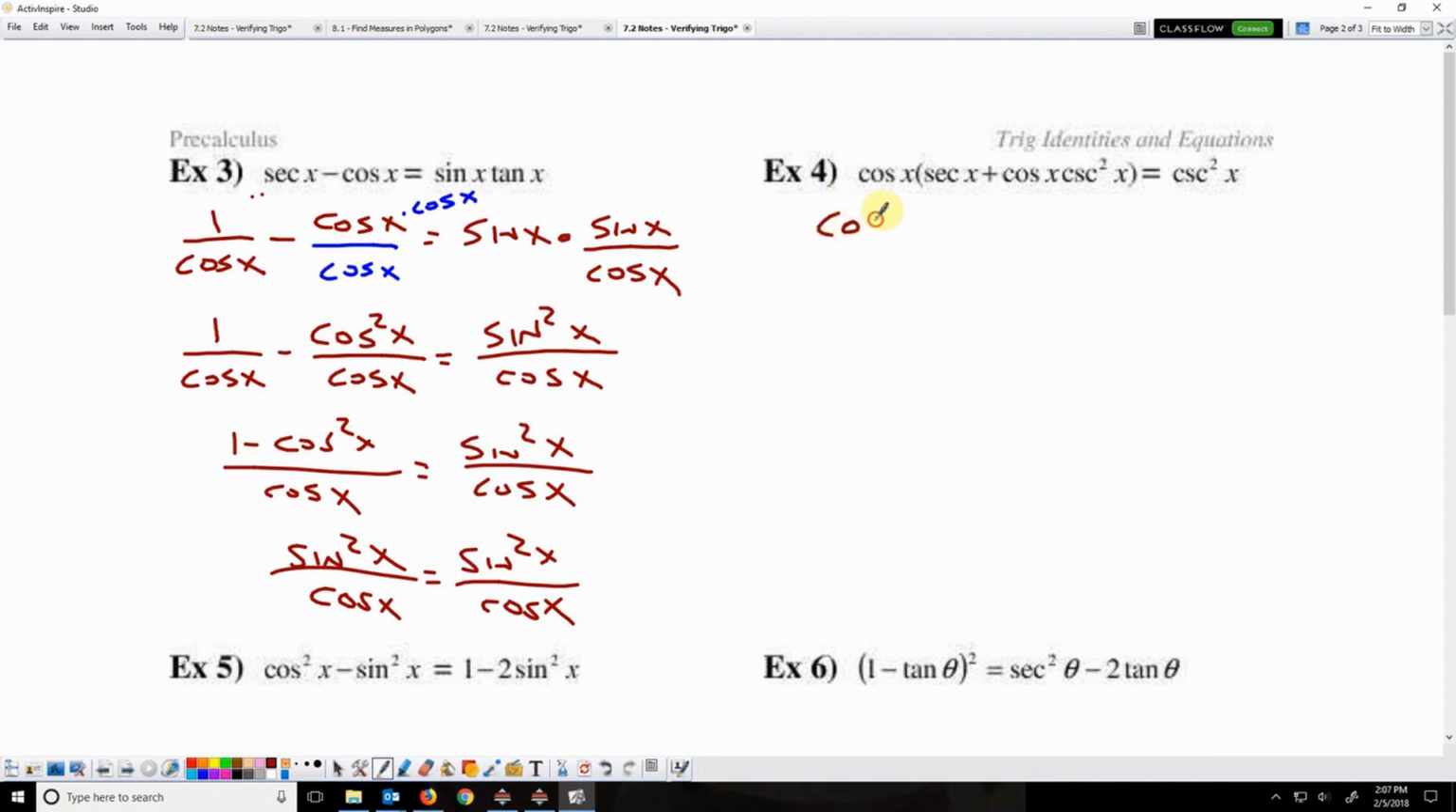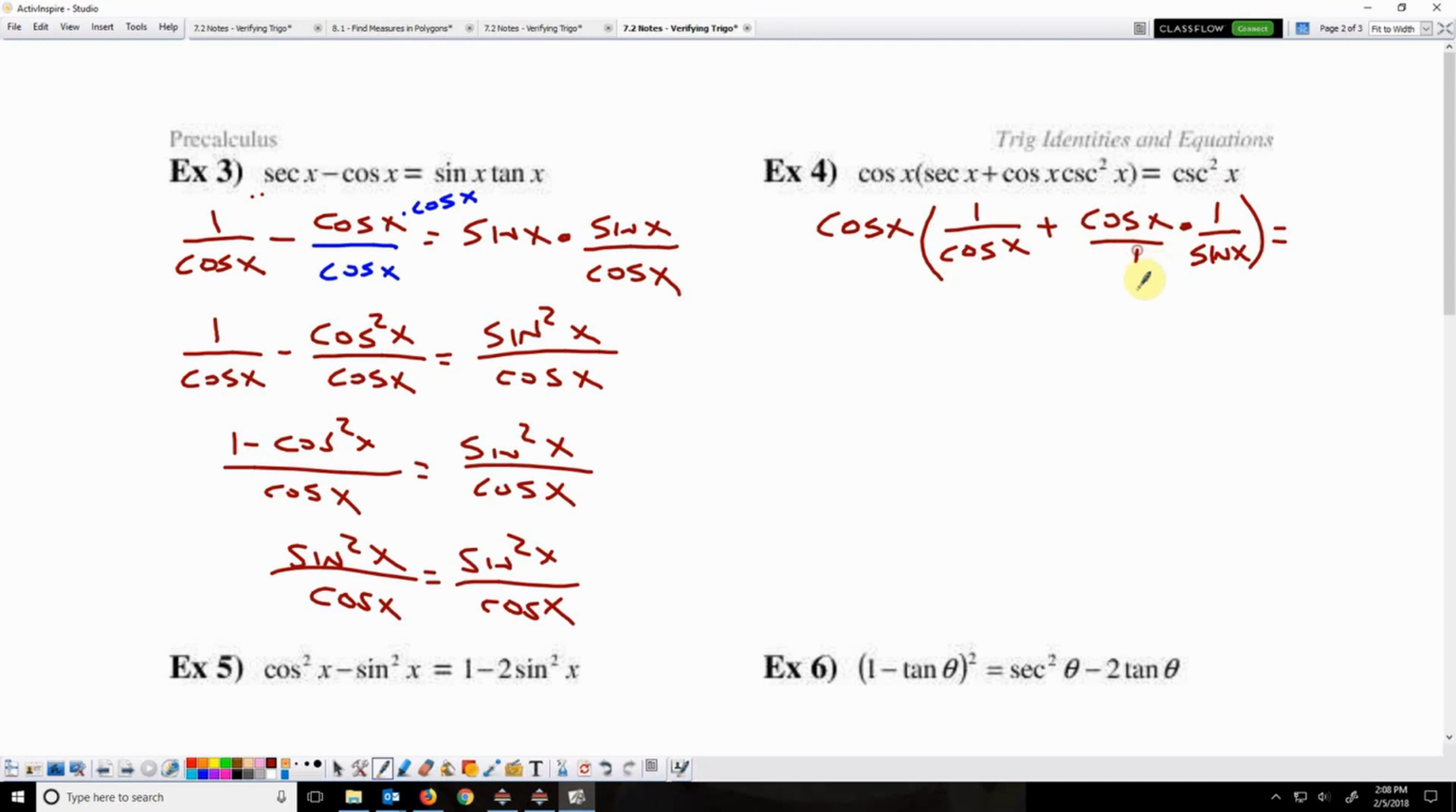And number 4, cosine x is in the terms I want. Secant is 1 over cosine, so that's 1 over cosine x. Cosine x is good. Cosecant is 1 over sine. Since this side is far more complicated than the right side, I'm just going to leave the right side alone for now and simplify the left side, and we'll figure out later on what we need to do with the right. I'm going to multiply these fractions here.